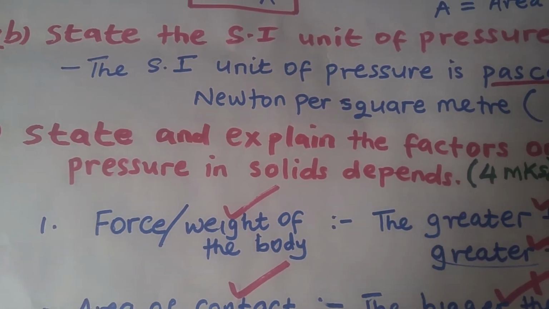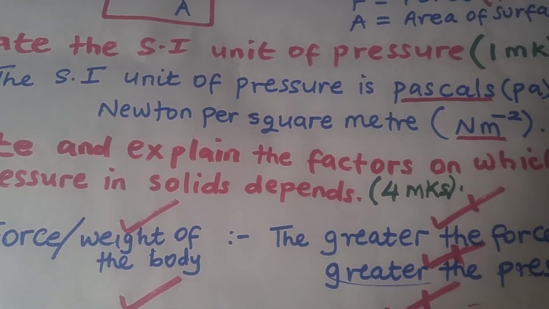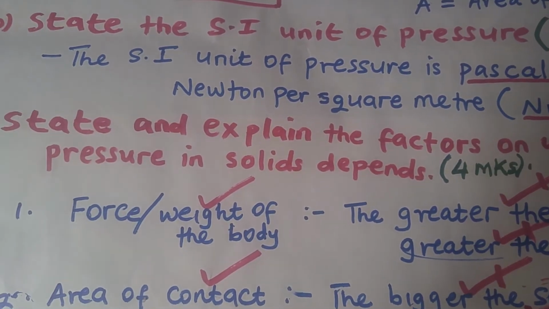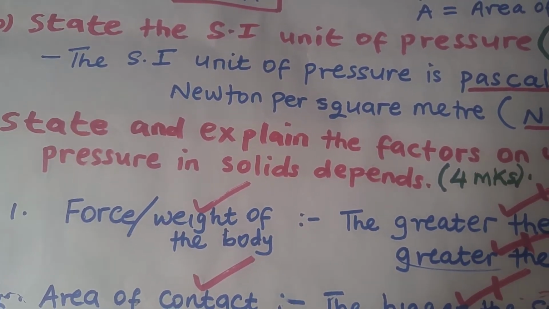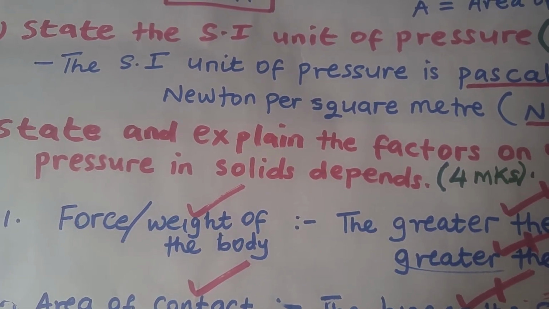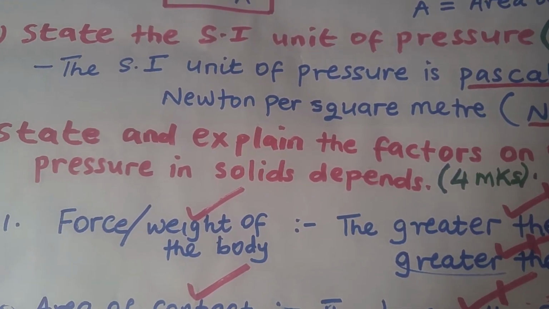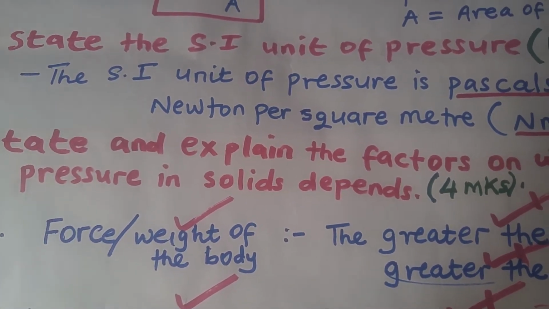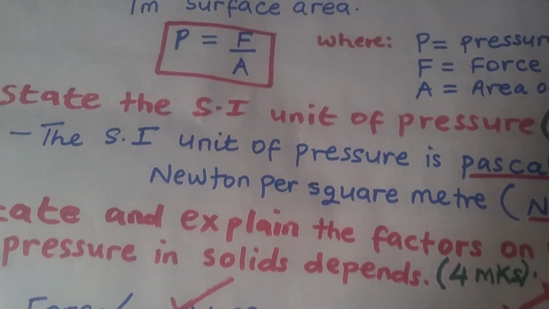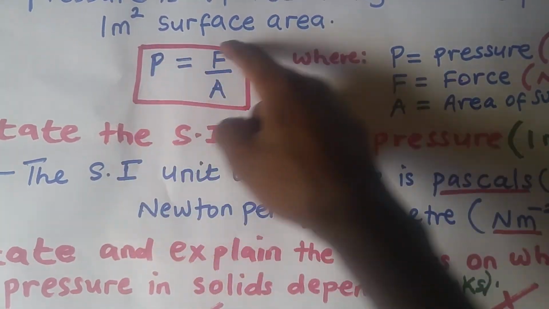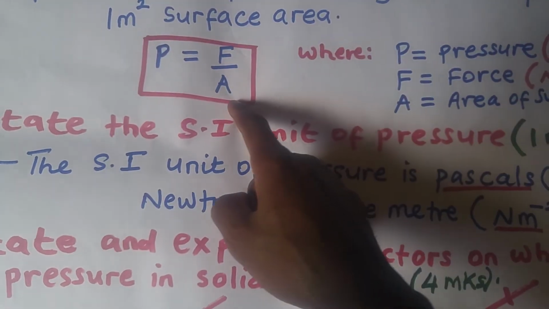State and explain the factors on which pressure in solids depends. What are the factors? Pressure in solids depends on what? What are the factors which determine, which affect pressure in solids? Now that one takes us to the formula. The factors which affect pressure in solids are force and area.